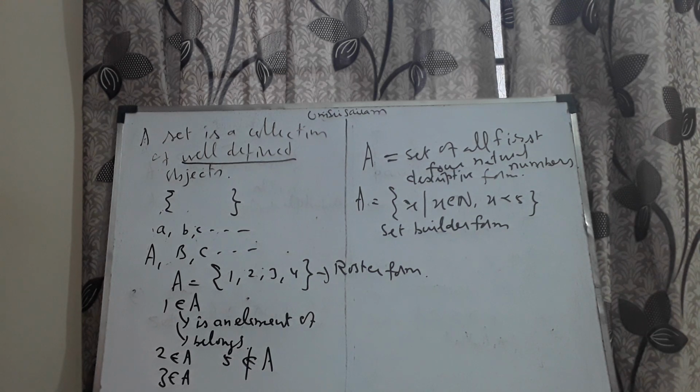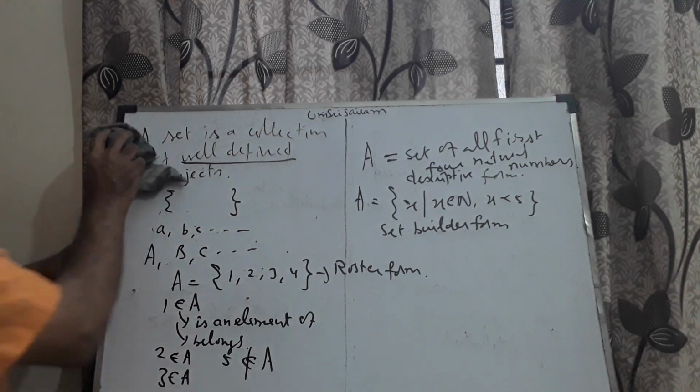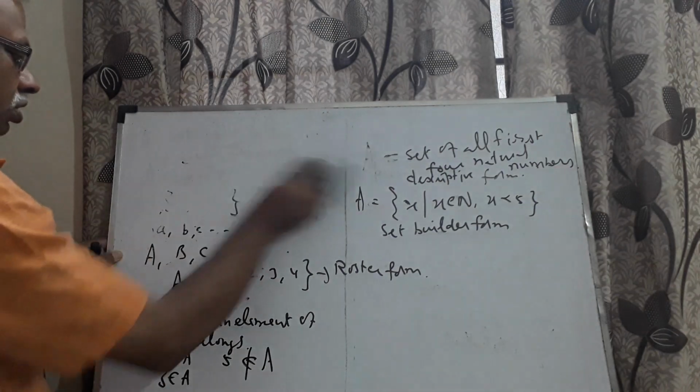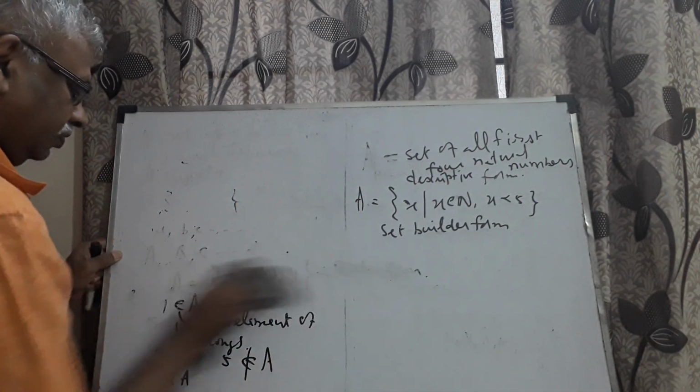Any element is written only once. The order also doesn't matter. I can write 1, 2, 3, or 1, 2, 3, 4, or 2, 1, 3, 4, or 1, 4, and the remaining elements. All the elements should be listed out only once, and order doesn't matter. These are the important points related to set theory, which are very well used in the first exercise.